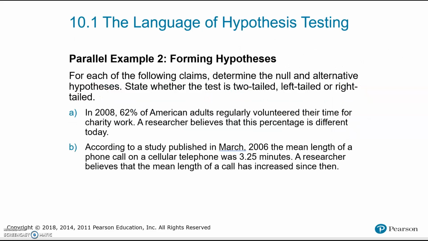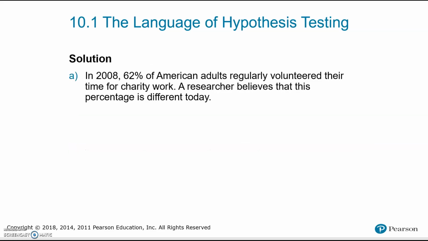All right, so back to those examples. So we kind of already did this. In 2008, 62% of Americans regularly volunteered their time for charity work. A researcher believes this is different. Okay, so here's what you can do for every one of these questions right away. You can do this. H0, HA, colon. Figure out if it's a mean or proportion. This is clearly proportion. P, P. No P hat. Equals. All right, and that right there, what I have on the screen, will be the same for every single proportion hypothesis test.